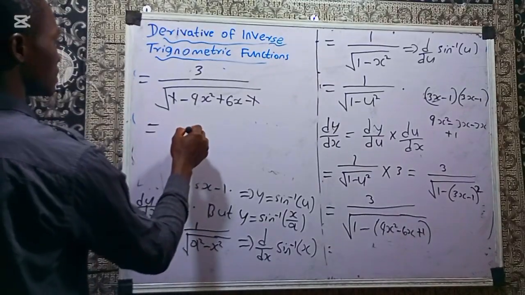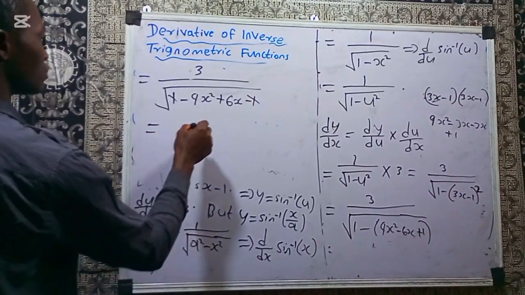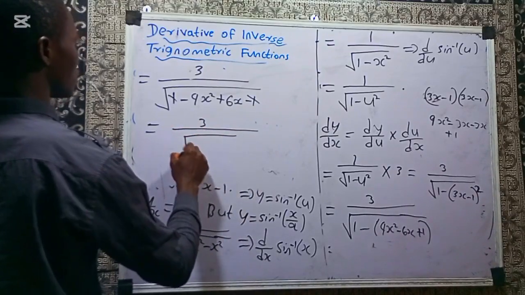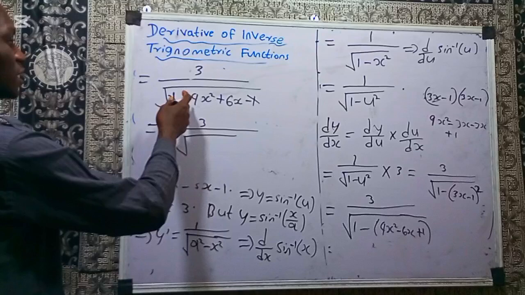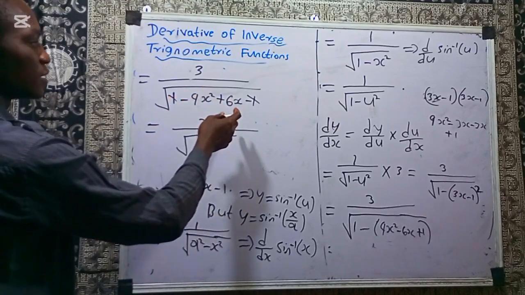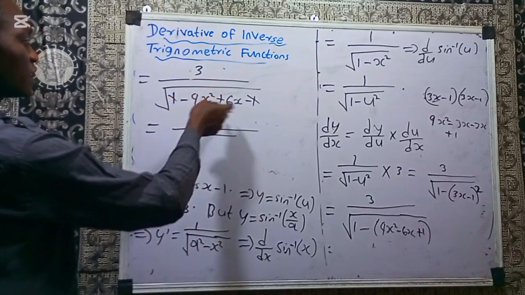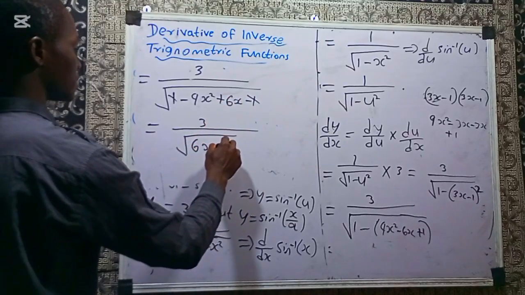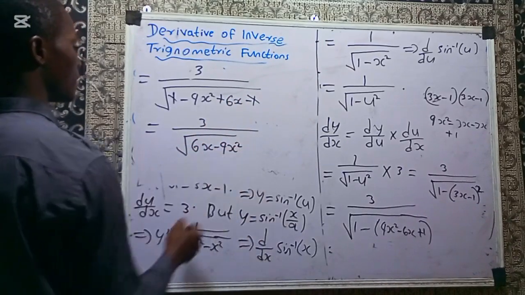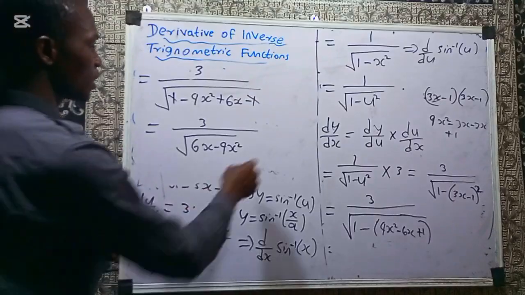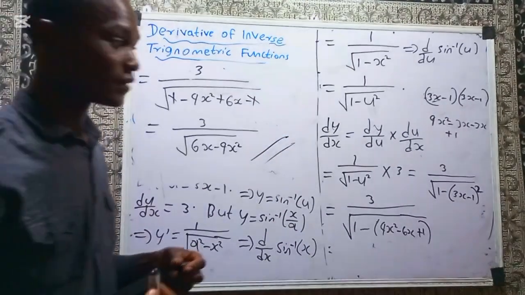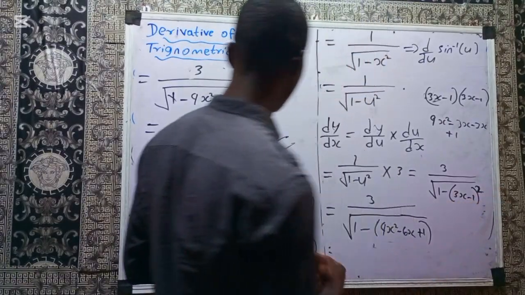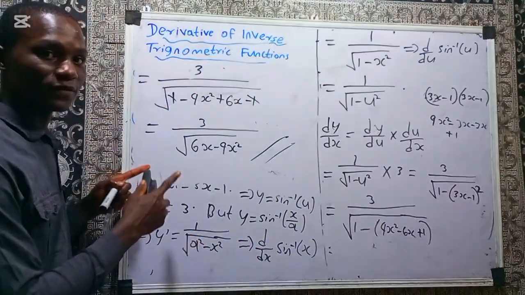What we have left is 3 over square root of negative 9x squared plus 6x, which is the same thing as 6x minus 9x squared, right? This is just to simplify further, but the previous result is also acceptable.